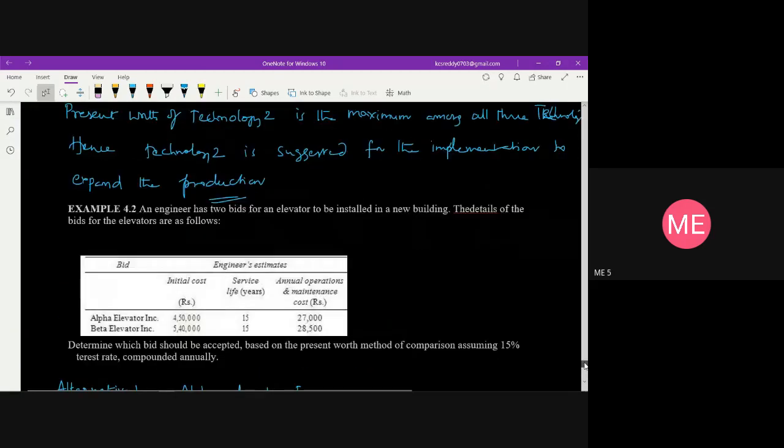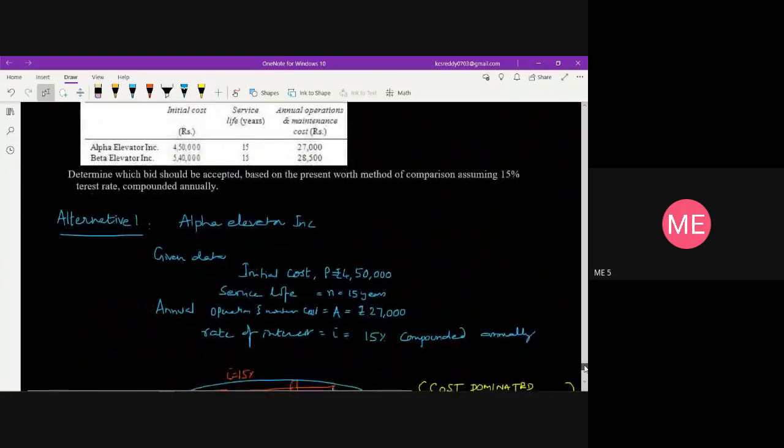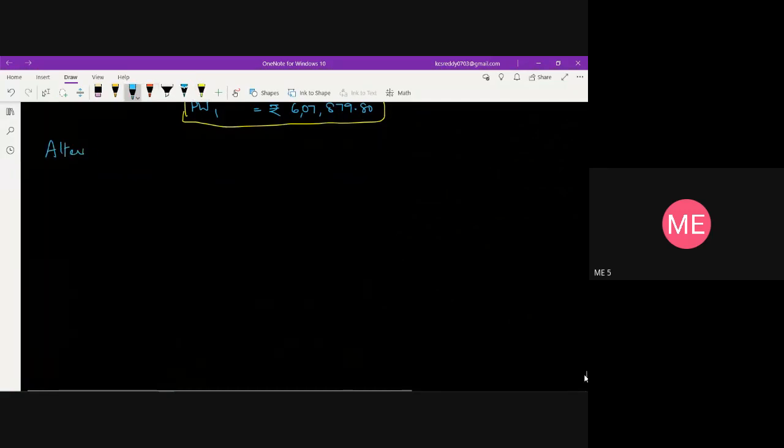So beta elevator incorporation has mentioned it is 5,40,000 and 28,500. So next is alternative 2, that is beta elevator incorporation.